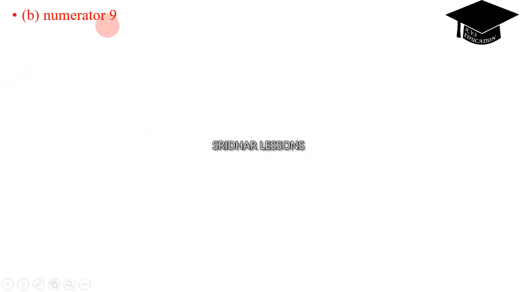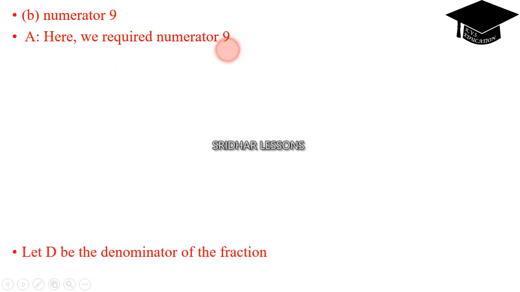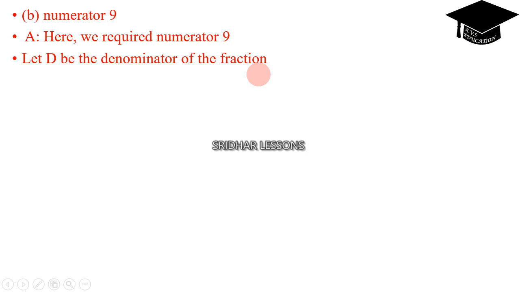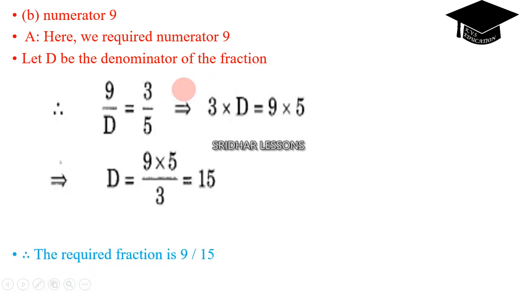Next one, for numerator 9. In the previous case, we have seen denominator 20. Here we require the numerator as 9. Therefore, let d be the denominator of the fraction. So 9 by d, because numerator is 9, 9 by d is equal to 3 by 5. Therefore, 3 into d is equal to 9 into 5. Therefore, d is equal to 9 into 5 by 3. So 9 into 5 is equal to 45. 3 cancels 45 fifteen times. Therefore, the required fraction is 9 by 15.